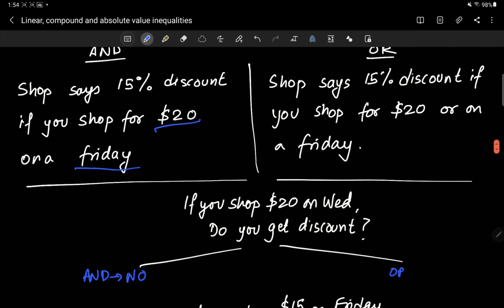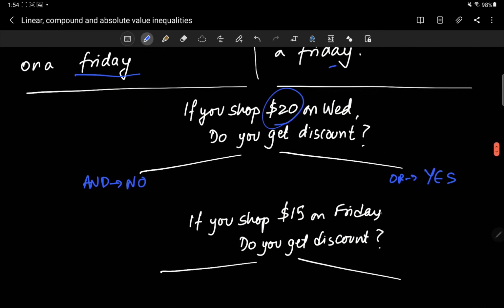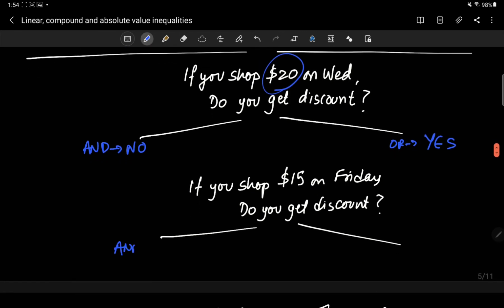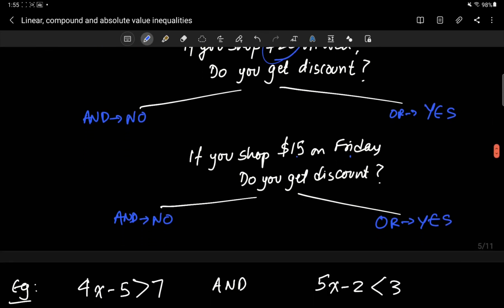But in the or situation, it says 15% discount if you shop for $20 or if you shop on a Friday. So it satisfies the $20 situation, which means you get the discount. In the same way, if you have $15 on Friday, do you get a discount? In the and situation, that is still a no, because it has to be Friday and it has to be $20. And in the or situation, it's still a yes, because it's either $20 or it's a Friday. So basically, for and you need both conditions to be satisfied, and for or you need just one of them to be satisfied. It doesn't matter which one.